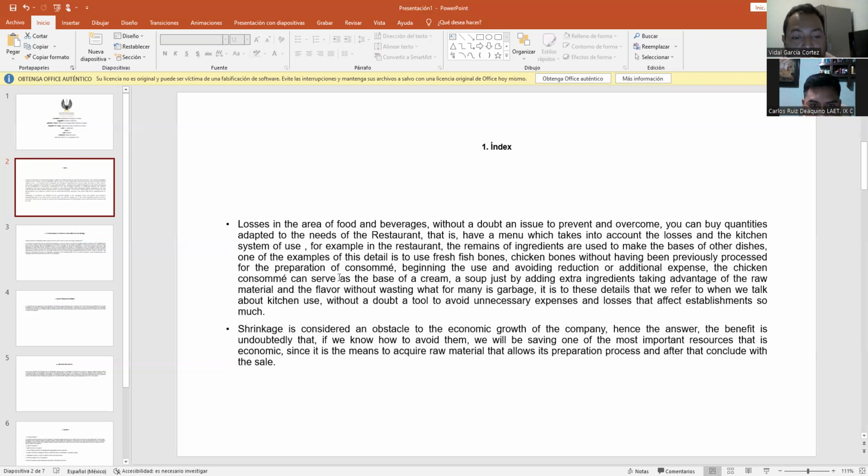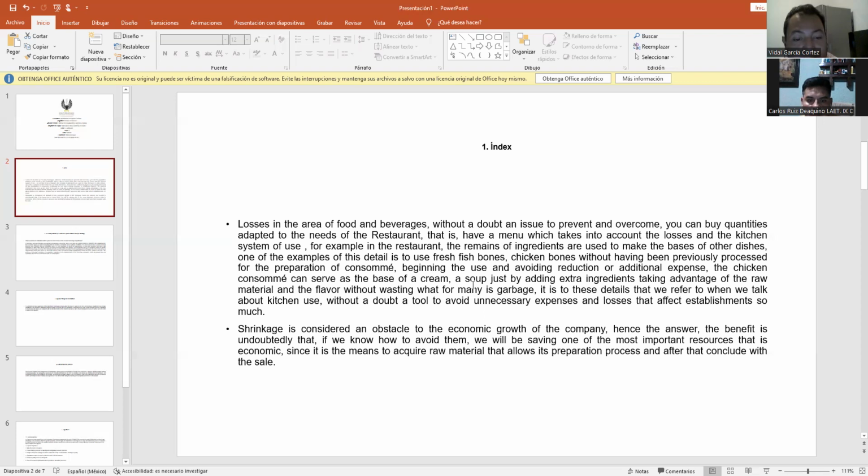For the preparation of consomme, avoiding additional expense. The kitchen consomme can serve as the base of a cream or a soup just by adding extra ingredients, taking advantage of the raw material and the flavor, to avoid unnecessary expenses and losses that affect establishments so much.